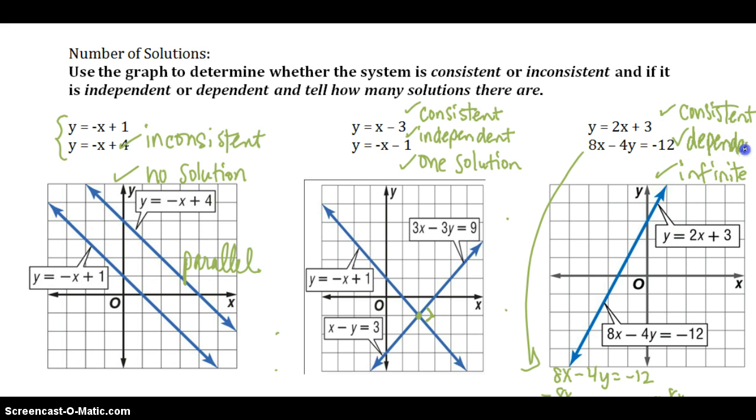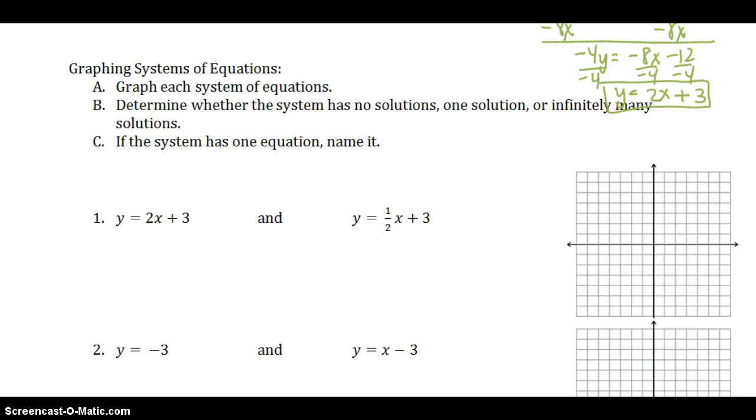So those are our three questions we're supposed to answer. All right, let's move on down to the next example. We're supposed to graph the system of equations. Graph each system, determine whether the system has no solutions, one solution, or infinitely many solutions. And if the system has one solution, name it.